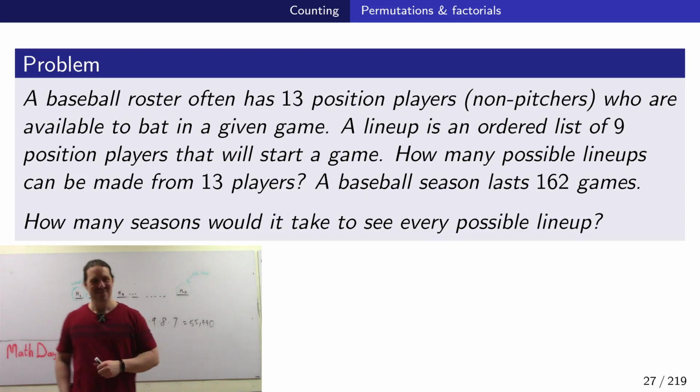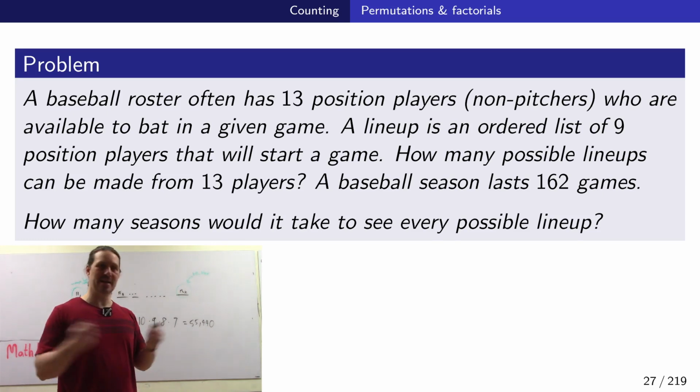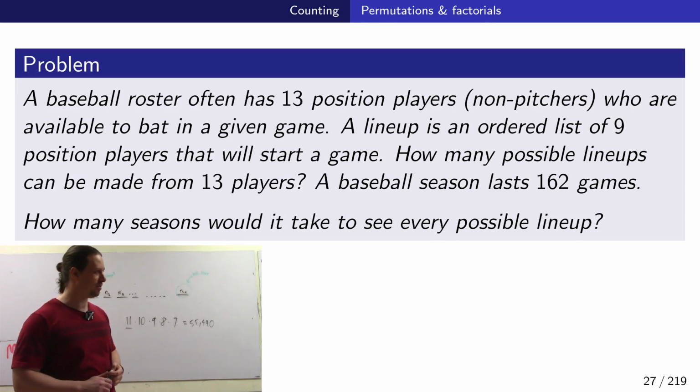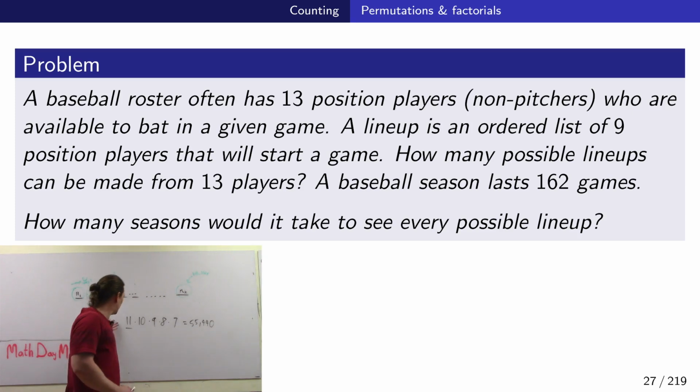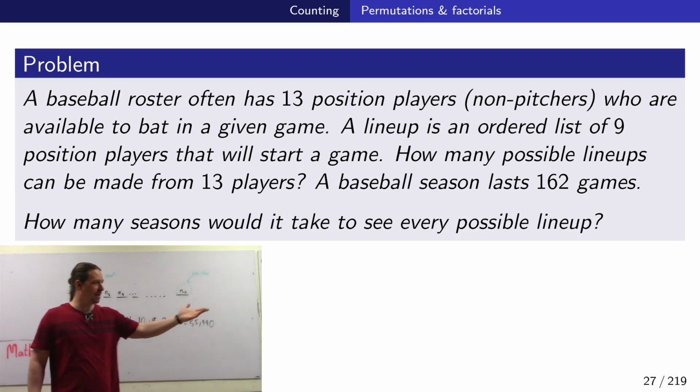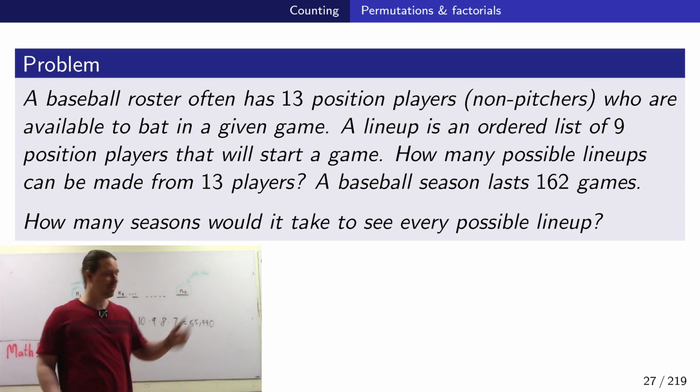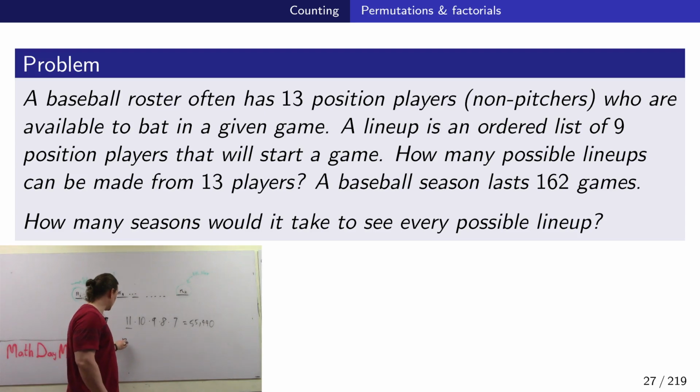Anyway, so you have 13 players available, and we're going to rank 9 of them to be the first person to bat, the second person to bat, third person to bat, and so on. So here for football, we had 11, 10, 9, 8, 7. There were 11 players, and we ranked 5 of them. Here, out of 13 players, we're going to rank 9 of them. So there'll be 13 options for the first, 12 for the second, 11 for the third, and down to the 9th.